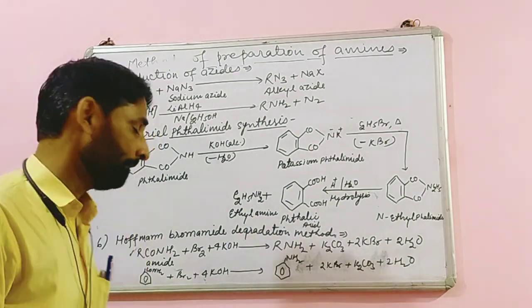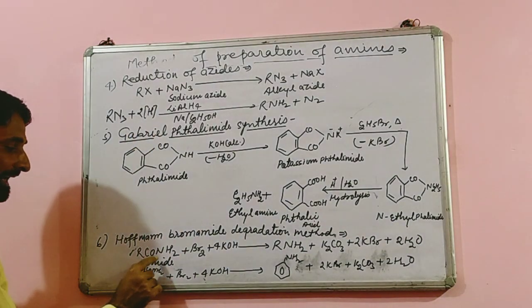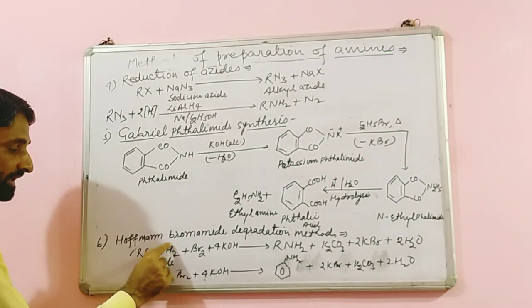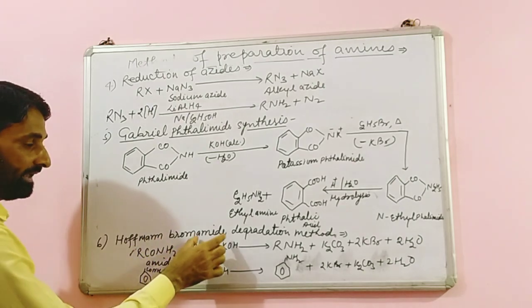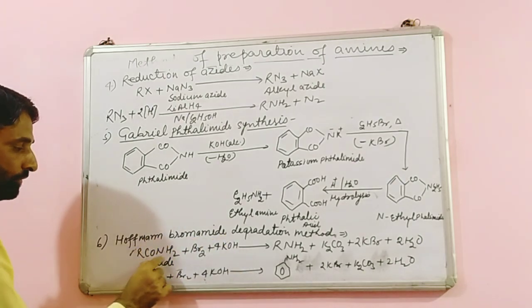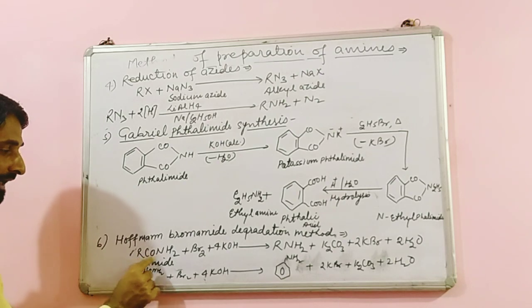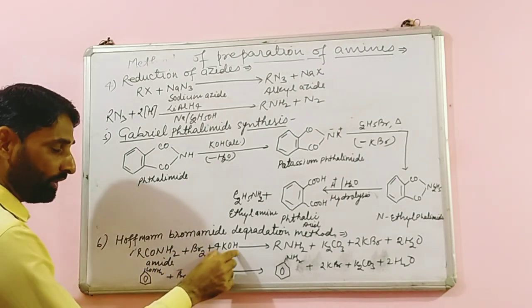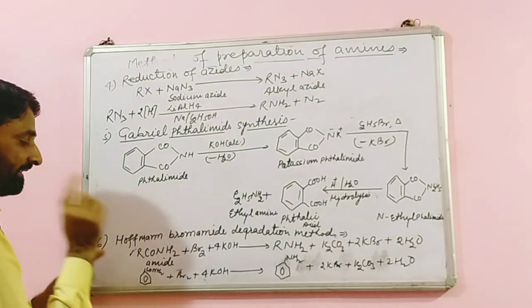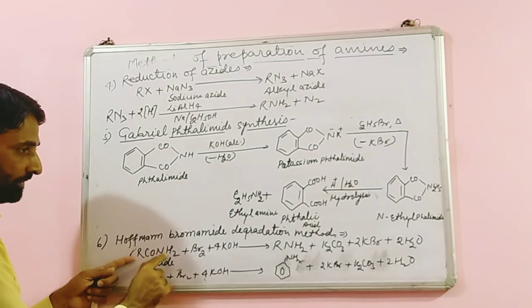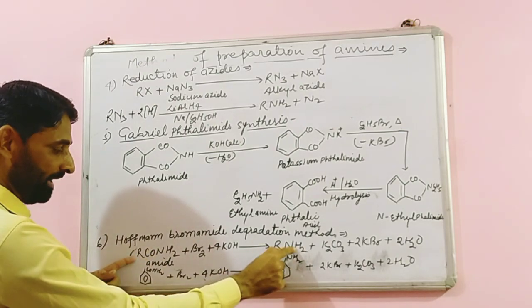How do you write the reaction? Suppose that RCONH2, CONH2 means the compound which contains the amide, R means alkyl. तो amide Br2 और KOH से रिएक्ट करेगा, तो देखिए होगा क्या? सबसे पहले स्टूडेंट्स R और NH2, दिस फॉर्म द RNH2, एमाइन बनाया.